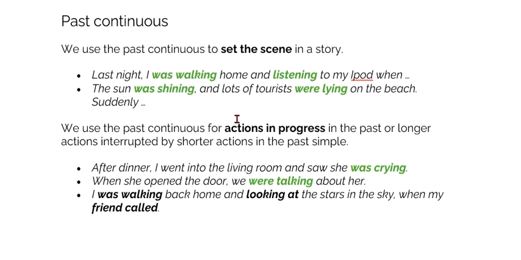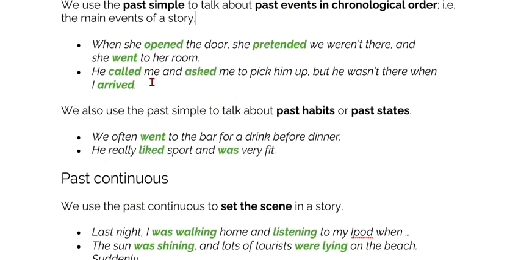Past continuous can be very helpful if you want to create a scene, if you want to create a background for the main events. Okay, so we can create a beautiful scene, an ugly scene, whatever scene you like, or a background for your main events of the story. Okay, using past continuous. Let me just read one example of each.